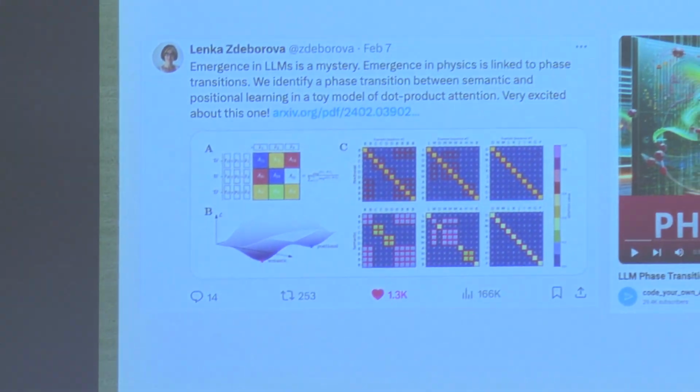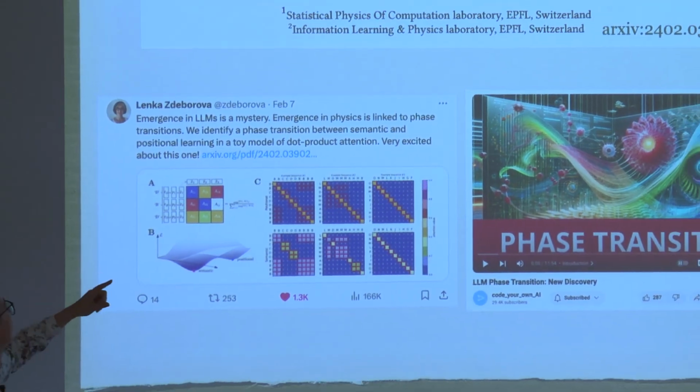But okay, there is this idea of emergence. In physics, if something emerges, it's the phase transitions in the large size limit. So can we get a phase transition in a model of attention? That's a natural question. And that's what we asked in this paper that came out a few months ago.